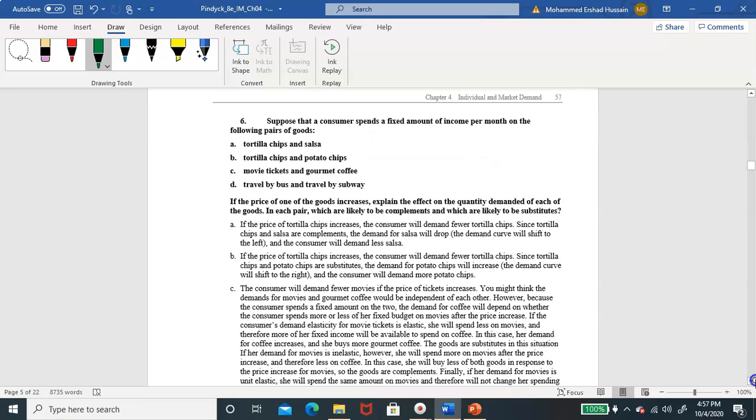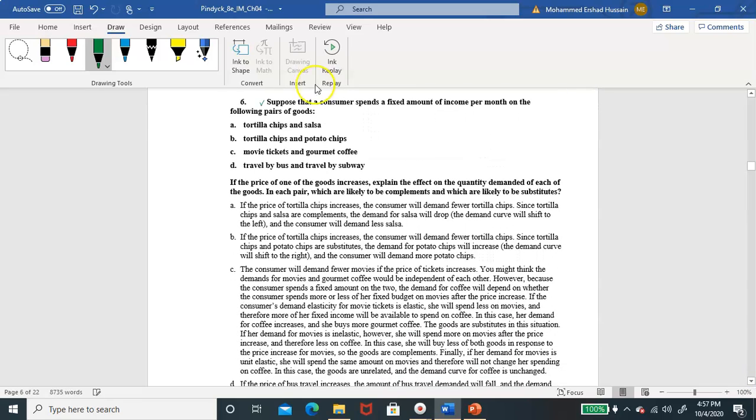Now let us see in part 6 what they are asking us. Suppose that a consumer spends a fixed amount of income per month on the following pairs of goods, right? Tortilla chips and salsa, tortilla chips and potato chips, movie tickets and gourmet coffee, travel by bus and travel by subway. If the price of one of the goods increases, explain the effect on the quantity demanded of each of the goods. In each pair, which are likely to be complements and which are likely to be substitutes? Let us discuss.